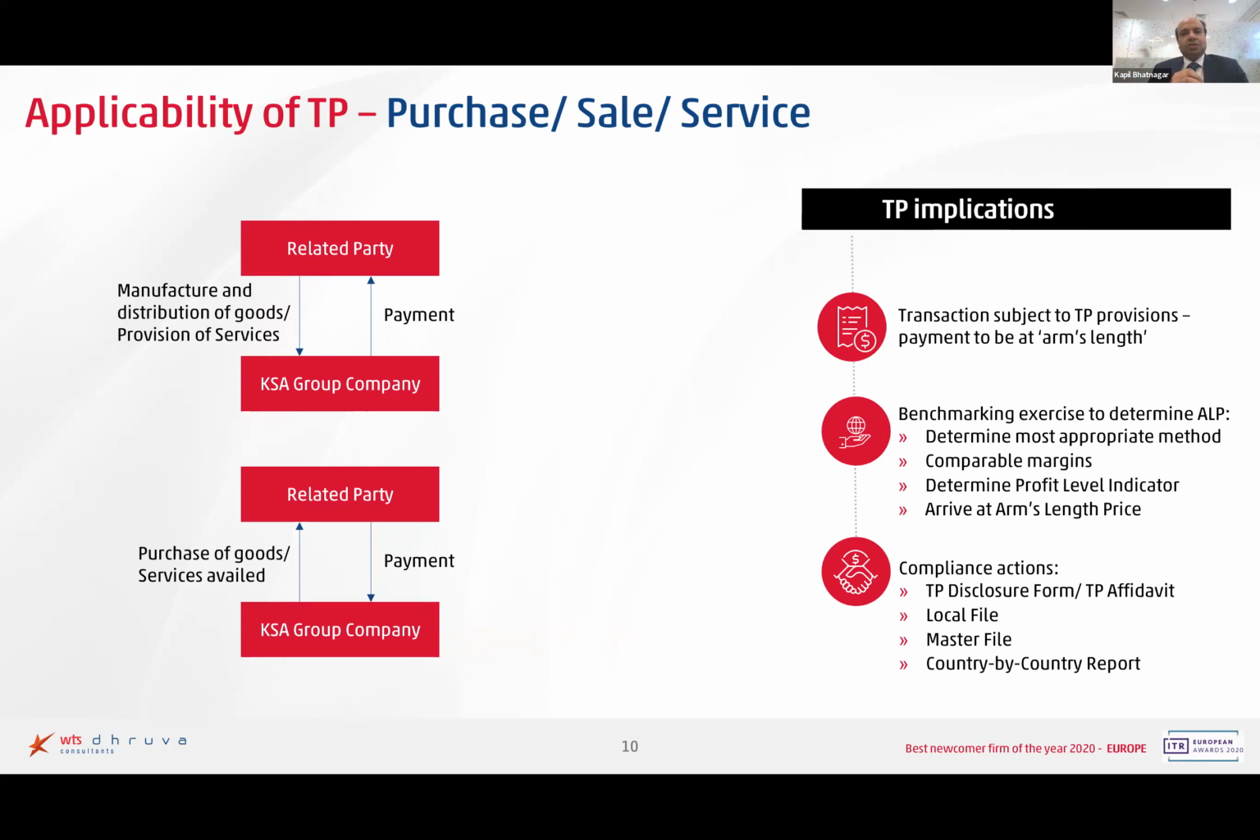In terms of the compliance requirements, since these transactions would be covered under the transfer pricing regime, they would need to be disclosed in the TP disclosure form and the TP affidavit. They need to be reported in the local file, which needs to be prepared. If the group meets certain thresholds, then a master file would need to be prepared and maintained for these transactions. And also these transactions would need to be reported in the country by country report, which the multinational group would be preparing.